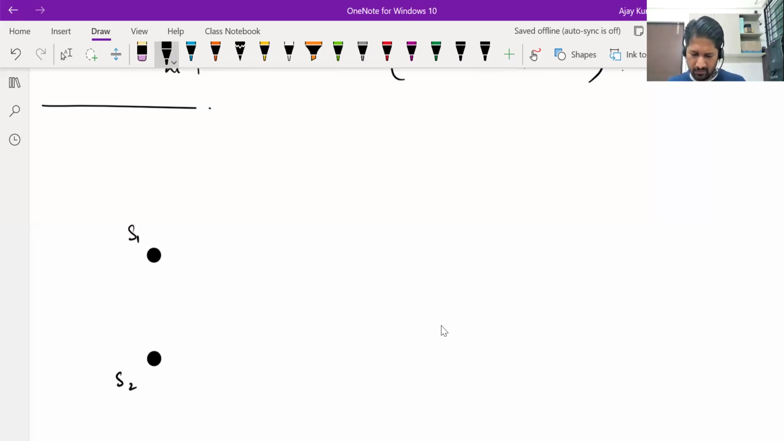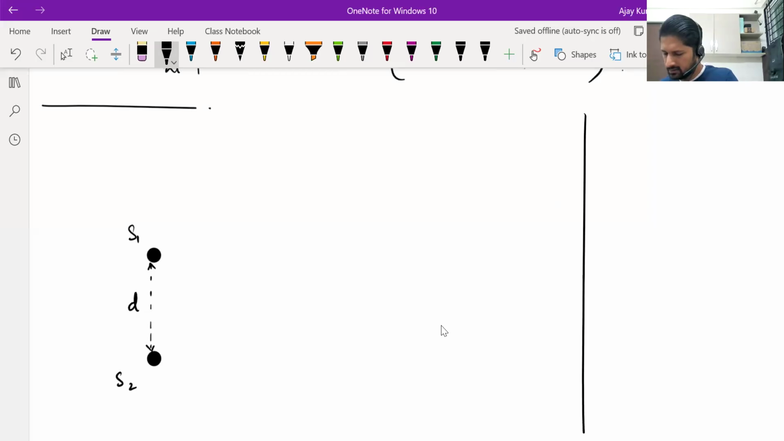With a small separation between them, of course. Let's say the separation between the sources is D. And at a certain distance from the sources, they placed a screen. Why? You have to see light undergoing interference, no? So to see the pattern, you will need a screen. Screen will have to be white, of course, not black.